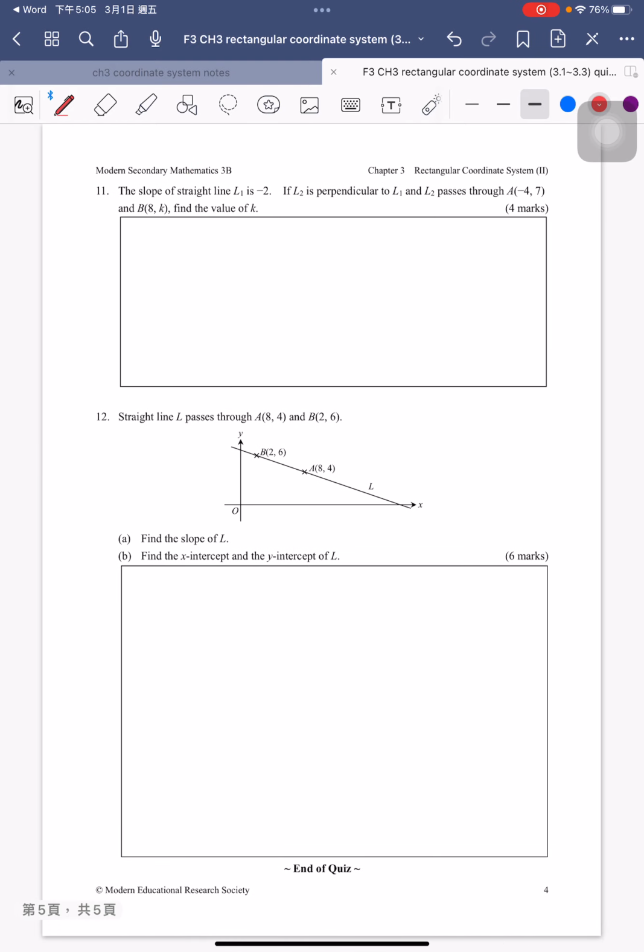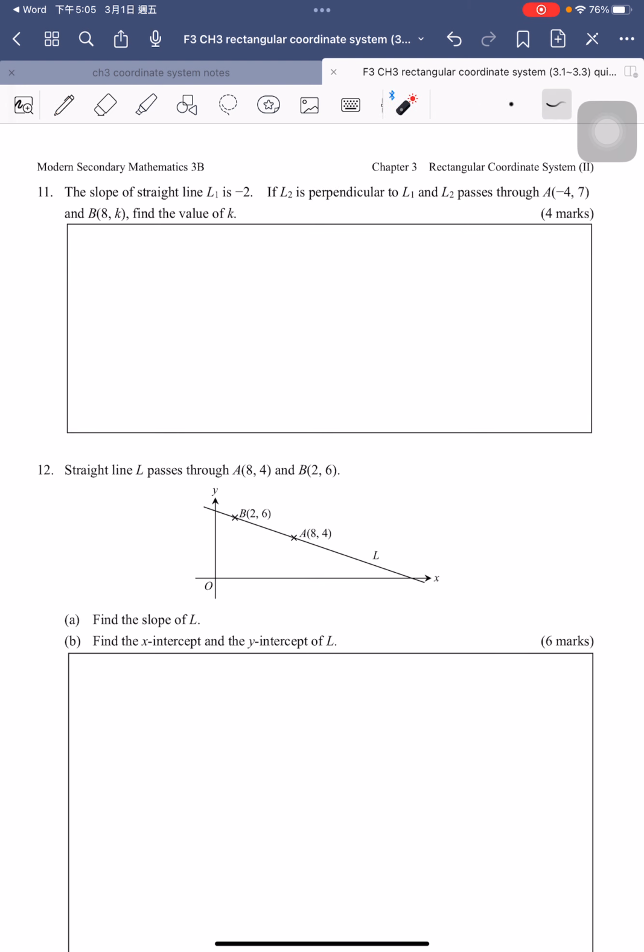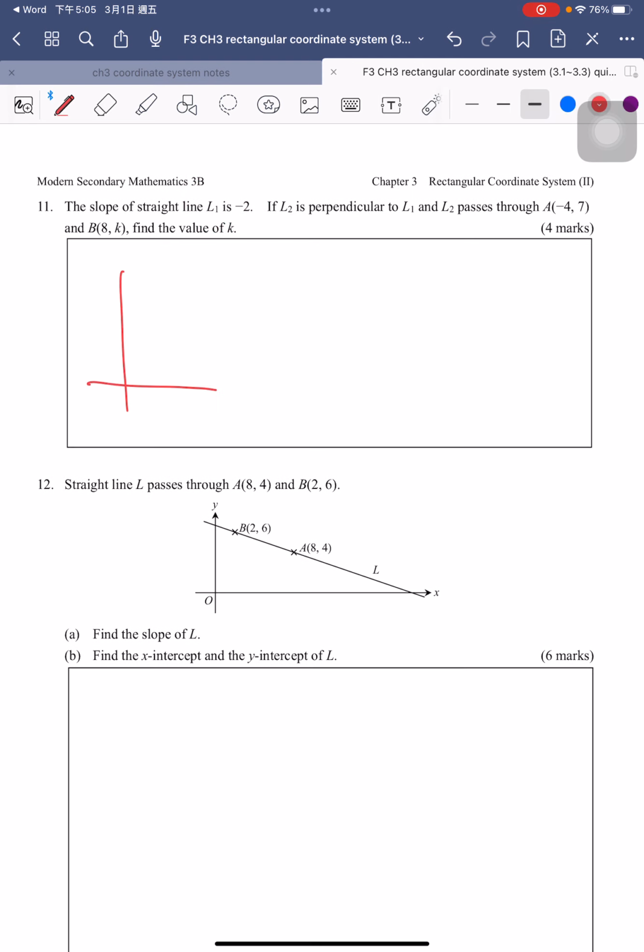Moving to the last page, it's not that hard, but just think a little bit more. First of all, the slope of the straight line L1 is negative 2, so you can just draw it. A negative slope is going to be going down, isn't it? So this is L1, and then we have another line, L2, which is perpendicular to L1. So we draw a second one. This is going to be L2. It's perpendicular, and it passes through negative 4 and 7. So maybe it's roughly here: negative 4 and 7, together with the point B, which is 8, K. So it's not drawn to scale, okay?